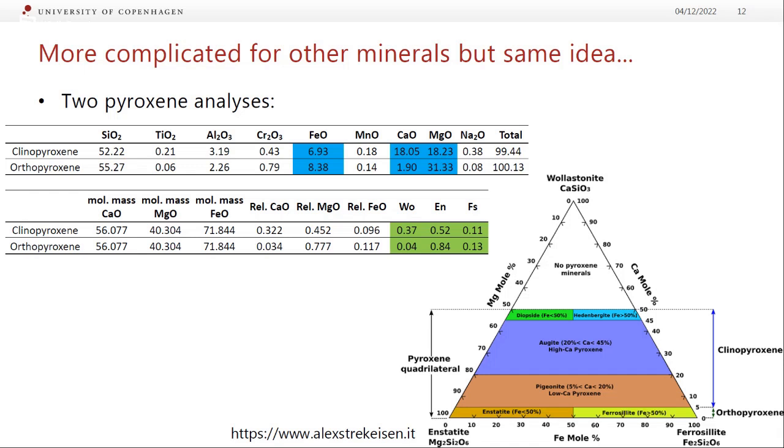The second one here gives us wollastonite only 4%, 84% enstatite, and 13% ferrosilite. So that's plotting right down here somewhere. So this is a magnesium-rich orthopyroxene. And again, this is fairly standard for orthopyroxene. Orthopyroxene has higher silica than clinopyroxene usually. It's got barely any calcium in it, very, very low compared to the clinopyroxene. We have more magnesium, we have more iron, okay?